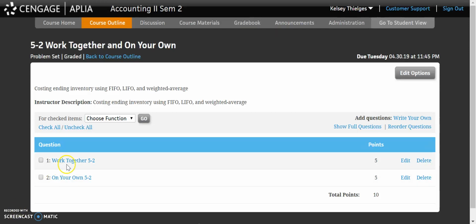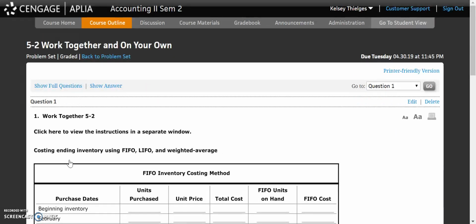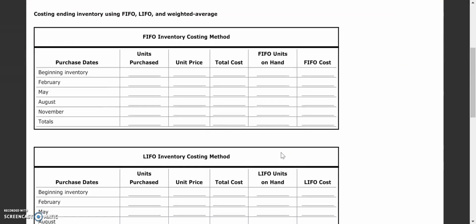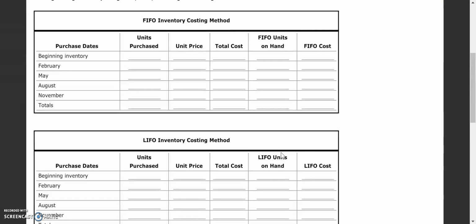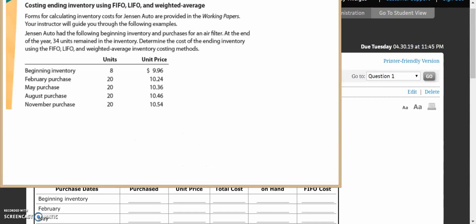Okay, welcome to Work Together 5.2, where we'll be doing some costing of ending inventory using our FIFO, LIFO, and weighted average. So you can see we have a FIFO, a LIFO, and a weighted average units put in here. We need our instructions and our separate windows.